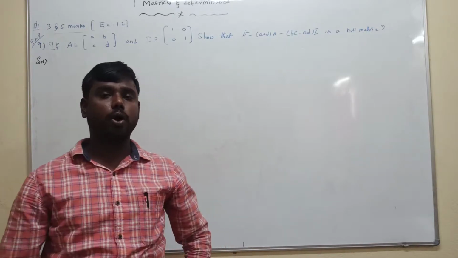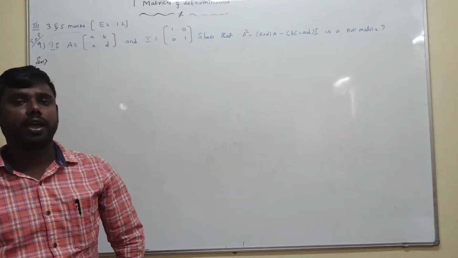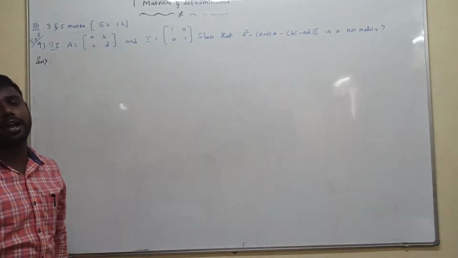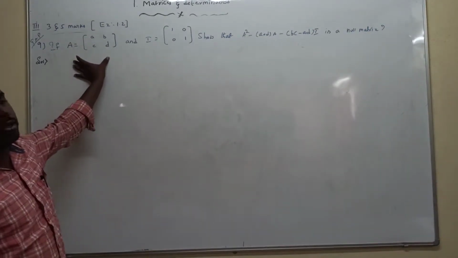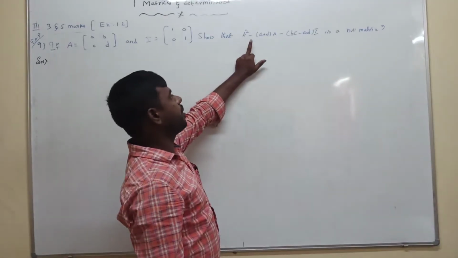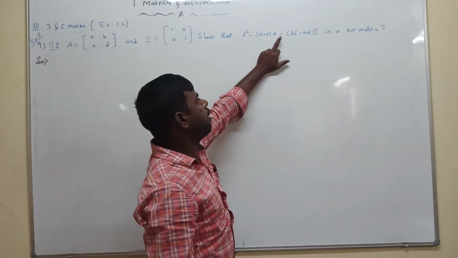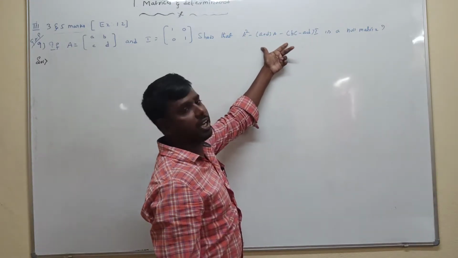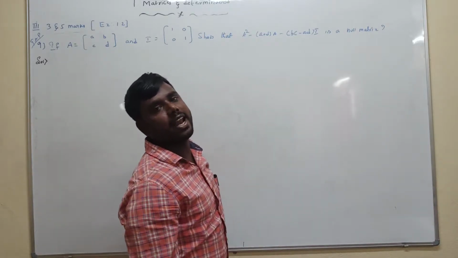Today we are discussing exercise 1.2, the last questions, number 9 and 10. See question number 9. A matrix A and identity matrix I are given. Show that A square minus (a plus d) into A plus (bc minus ad) into I equals a null matrix, by using this condition.